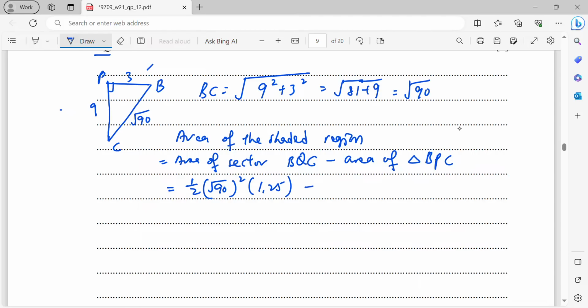Okay, then you minus area of triangle BPC. So we know that here is 90 degrees, so it will be half times base times height. Then the first one you will get 56.25. The second one is 13.5. And final answer 42.75. And now you round up, it will be 42.8 centimeter squared. So that's the area of the shaded region.